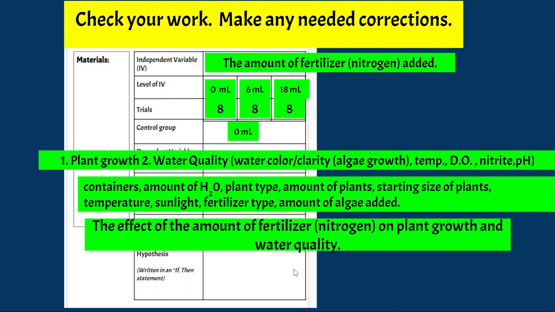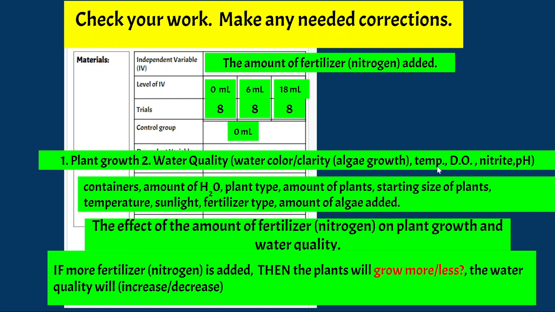If we have to write a title, we might say the effect of the amount of fertilizer, or nitrogen, on plant growth and water quality. If the title you wrote is slightly different, as long as it says the same basic thing, that's great. All right, and then my hypothesis could be if more fertilizer is added, so if more nitrogen is added, then the plants will, I'm going to say grow less if it's me, and the water quality will, I have to decide, is it going to increase or decrease? Some students said increase, some students said decrease, so you will choose and write that down on your paper.